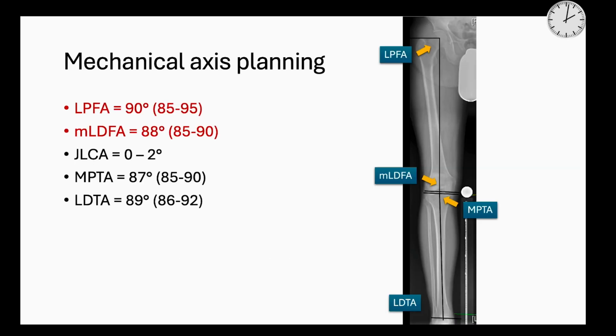When we draw the mechanical axes of the femur and tibia along with the joint orientation lines, a series of angles can be measured. Each angle is named based on the location, lateral or medial, whether it is proximal or distal, and the associated bone. Therefore, we have LPFA, lateral proximal femoral angle; mLDFA, mechanical lateral distal femoral angle; MPTA, medial proximal tibial angle; LDTA, lateral distal tibial angle. One additional angle is the JLCA, joint line convergence angle, which is measured between the distal femoral joint orientation line and the proximal tibial joint orientation line. These lines should ideally be parallel or form a maximum angulation of 2 degrees.